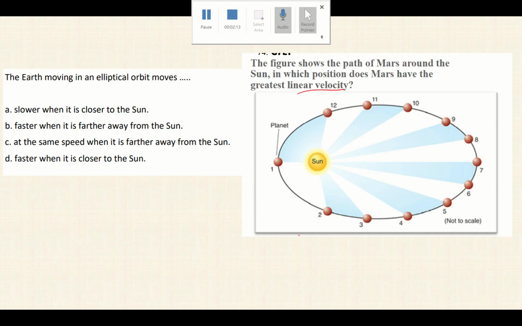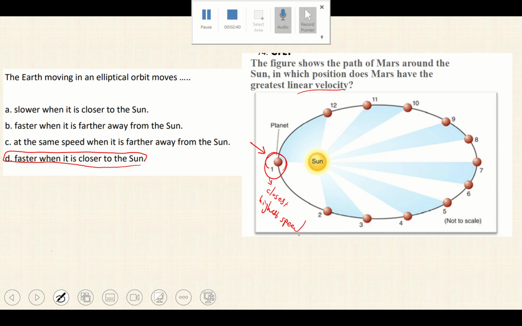The Earth moving in an elliptical orbit moves faster when it's closer to the sun. Similarly here, at point 1, Mars would be fastest, because it is closest to the sun. So because it's closest to the sun, it will have the highest speed or highest velocity.